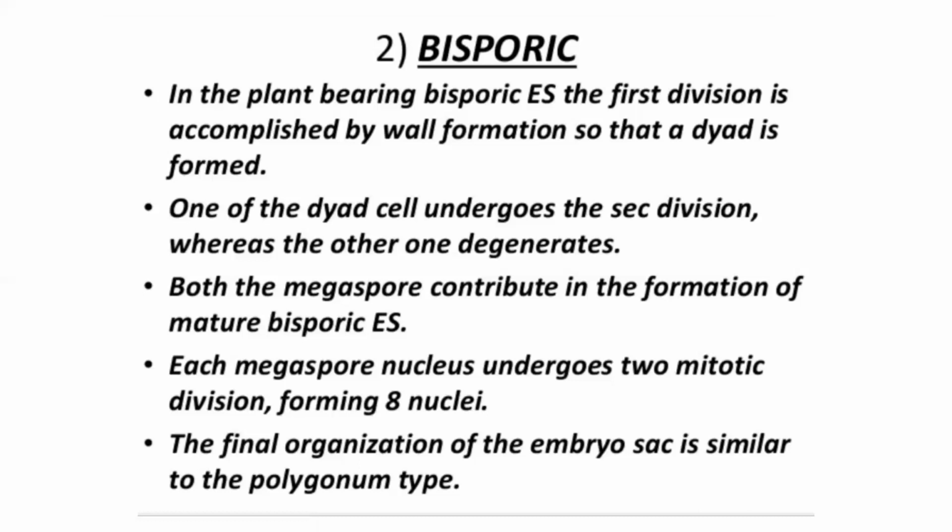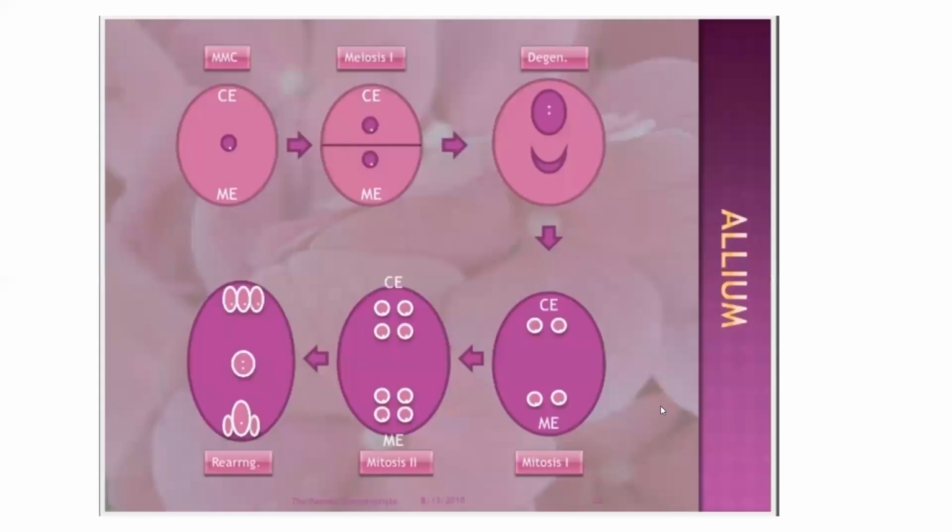In the plant bearing bisporic type, the first division is accomplished by wall formation, so that a dyad is formed. One of the dyad cells undergoes the second division, whereas the other one degenerates. So both the megaspores contribute to the formation of the mature bisporic embryo sac. Each megaspore nucleus undergoes 2 mitotic divisions and forms 8 nuclei. So the final organization of the embryo sac is similar to the Polygonum type.